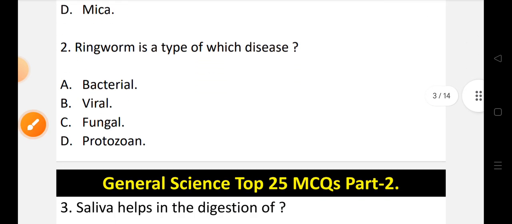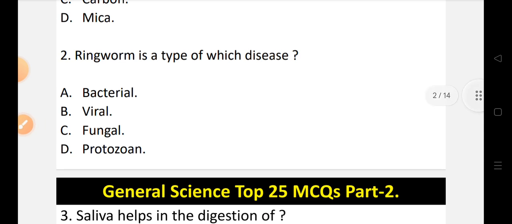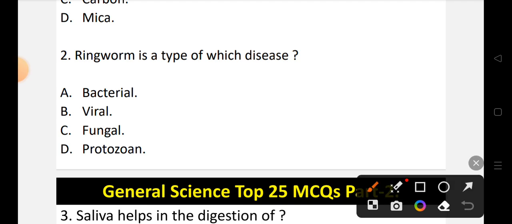Now, let's move to question number 2. Ringworm is a type of which disease? Let's look into the options. Option A bacterial, option B viral, option C fungal, or option D protozoan. So ringworm is a type of, the correct option is option number C, that is ringworm is a type of fungal disease. So C is the correct option.